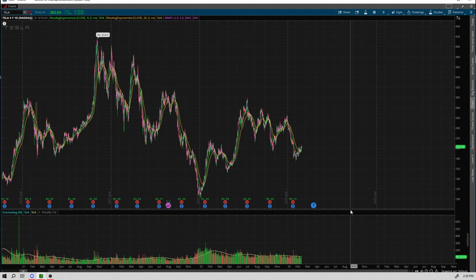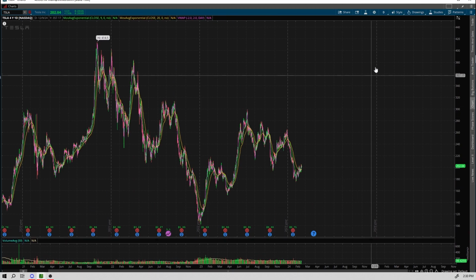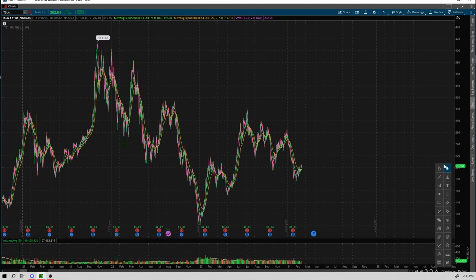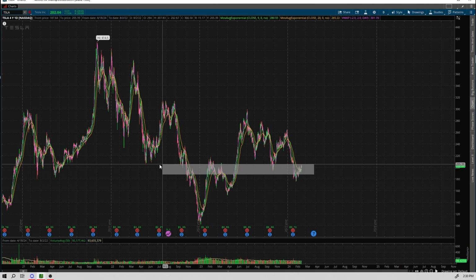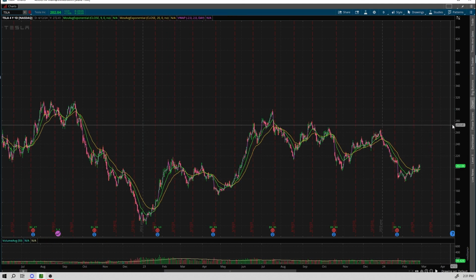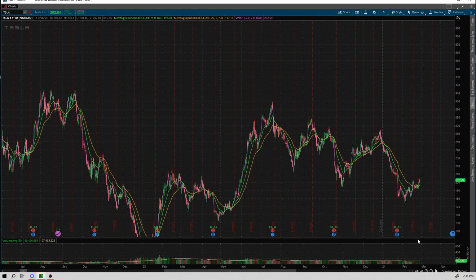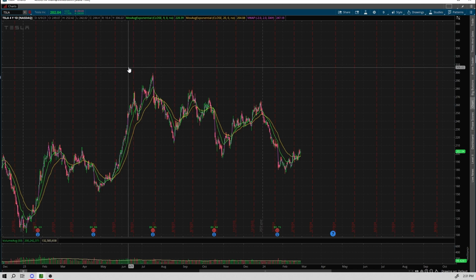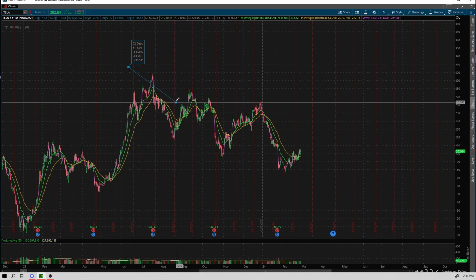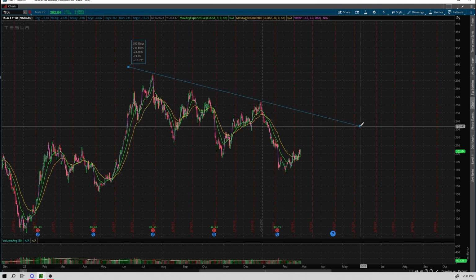So this is how we do this. First things first, I like to draw my channels out. Because we are on a downtrend, our trend lines will be coming down. So this is how I would do this.